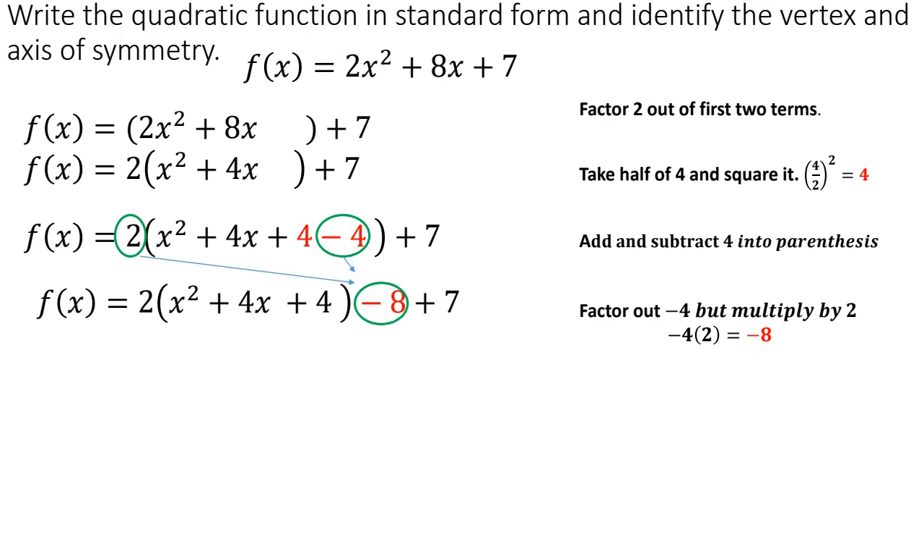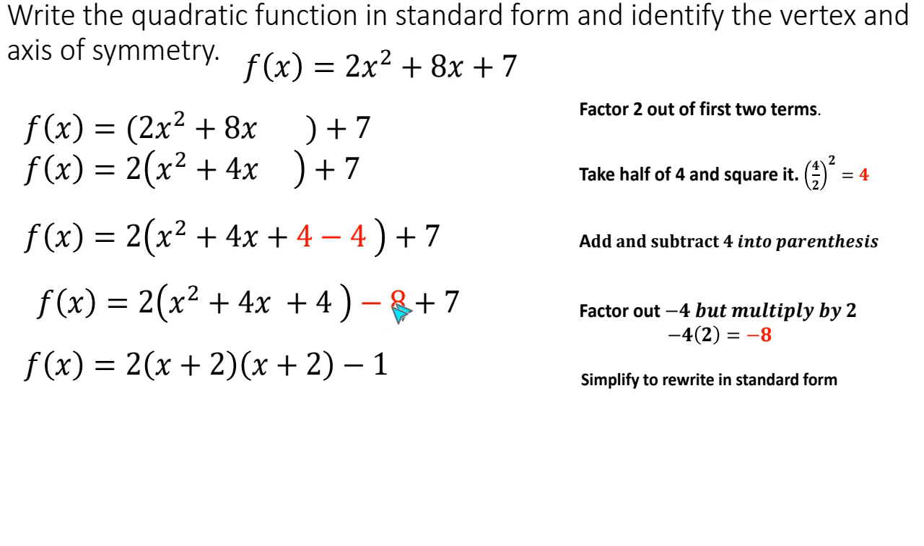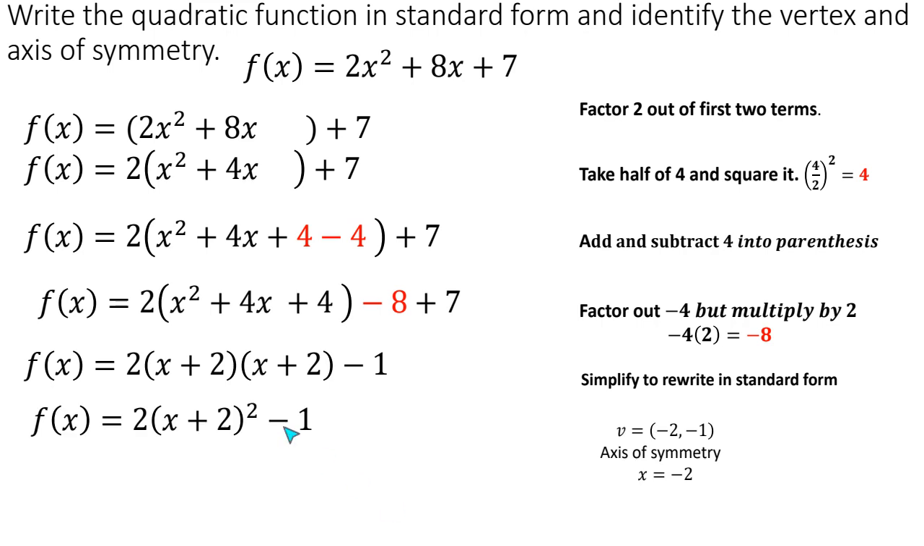-8 plus 7 is -1, and I can factor x squared plus 4x plus 4 as x plus 2 times x plus 2. Since they're the same factor, I can rewrite it as x plus 2 squared. Since this is in standard form, I can get my vertex from here. Your vertex is going to come from this number here and the outside number. I have a plus 2, so the x coordinate of my vertex is going to be -2. And then my k, which is the constant over here, is going to be -1.